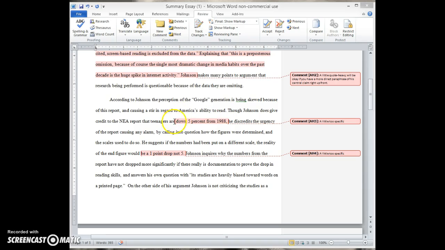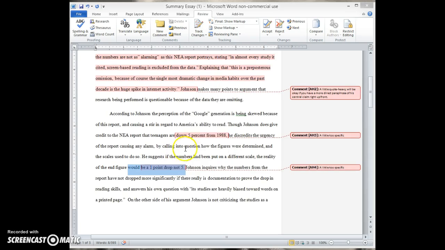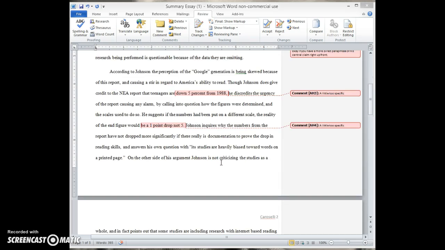But I think because this is a summary, you can get away with saying here, for example, you know, teenagers reading rates are down from the 80s. Or here, it would be a smaller point drop than was originally indicated in the study. So you don't have to give us the specifics of percentages or number of points or even the exact year, if you can just generalize about, again, the idea that he's trying to represent.